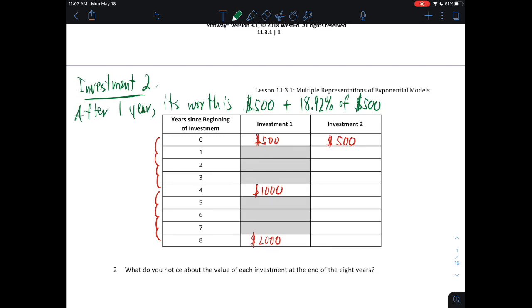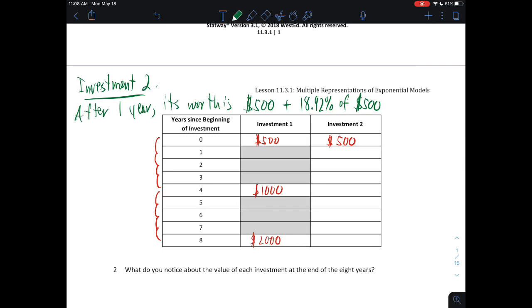You've done this before when you've worked with taxes. You find a percent of a purchase and then you add that tax amount to the cost. You've also done this if you've ever tipped in a restaurant. You have a percentage of the cost and then you add that to the bill. It's the same idea here. We're finding a percentage of our investment, 18.92% of $500, and then we're adding that to $500.